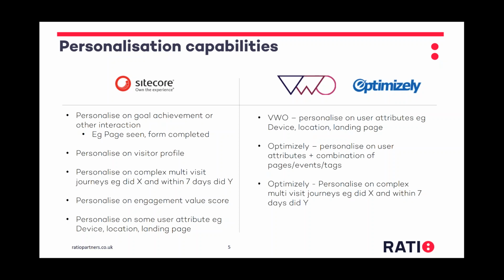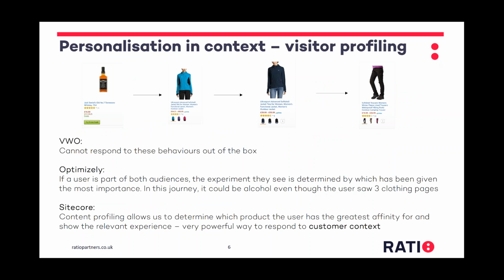So what does this look like, and where do these strengths and weaknesses really shine? So firstly, I want to talk about visitor profiling, because this is one of the best features of Sitecore when it comes to personalization, in my view.